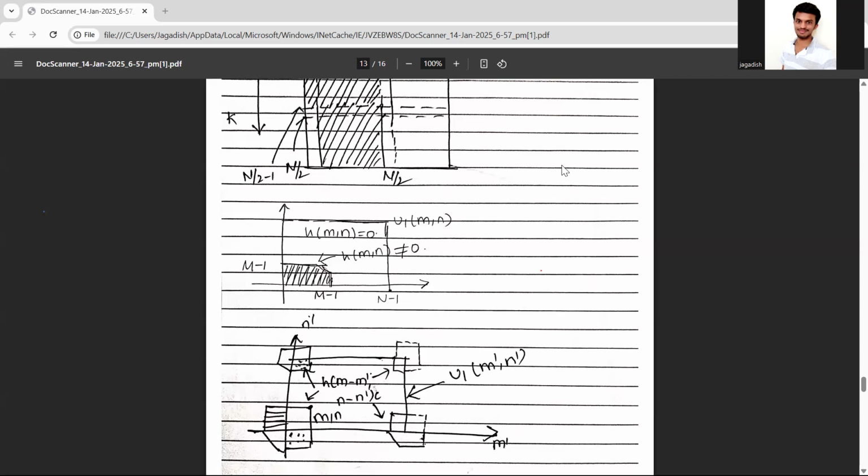Next, the distance measures I will teach you later. And whatever concepts I taught till two-dimensional DFT, you are supposed to learn by Sunday. You have to learn these concepts and come.